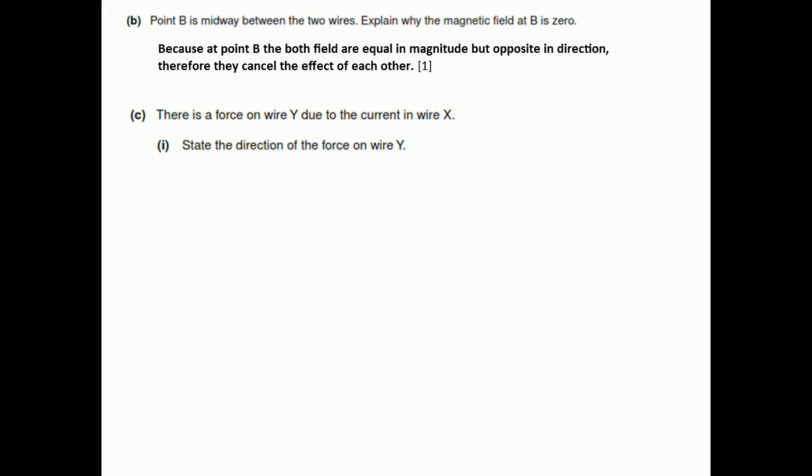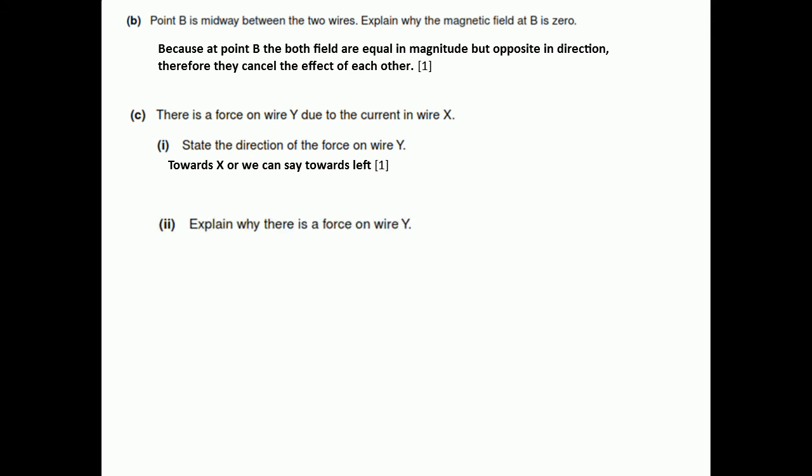Question number C. There is a force on wire Y due to the current in wire X. Part 1. State the direction of the force on wire Y. So the direction of force on wire Y is toward the left, or you can say it will be toward X, due to the magnetic field of X which is produced by the current in the wire.